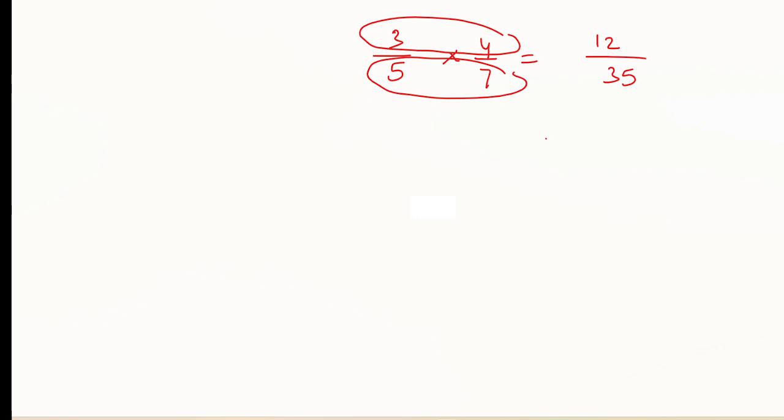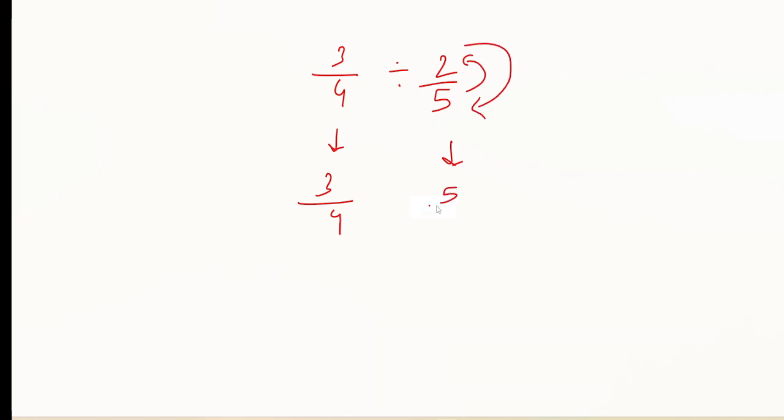Then let's see how do we divide fractions. Division is 3 over 4. Let's take an example. The first step is that the first fraction is written as it is. We flip the second fraction. So if you flip it, this will become 5 over 2, right? And this division sign is converted into multiplication.